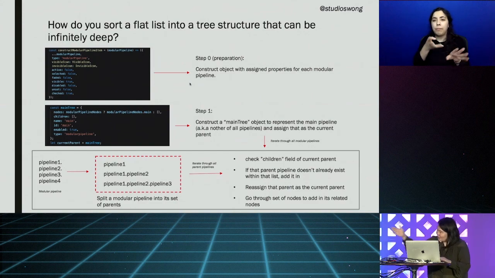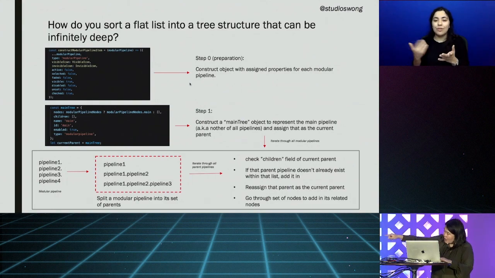So let's say we have this modular pipeline with this ID, which is, you can see, a level 4 pipeline. Because of namespacing, now we can obtain all the parents of the modular pipelines into an array. And in this case, the array will be arranged in a hierarchy following the tree of the parents. So you can see now you have an array of pipeline 1, and then the second level parent is pipeline 1.pipeline 2, and so on.